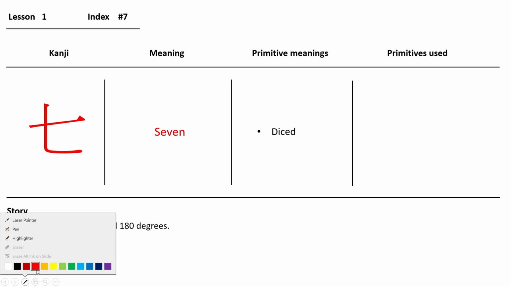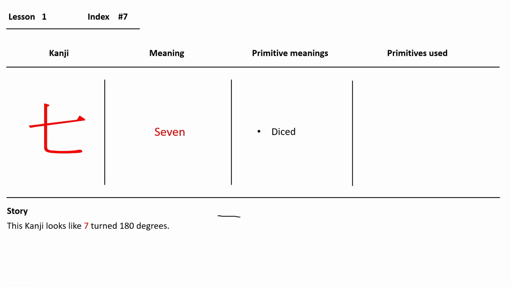Because if you think about it, you have the number 7. Sometimes it's written just like this. For example, in my country, we write it like this. And if you move it 180 degrees, then you end up with something like this, which is exactly how the character for 7 looks in Japanese.